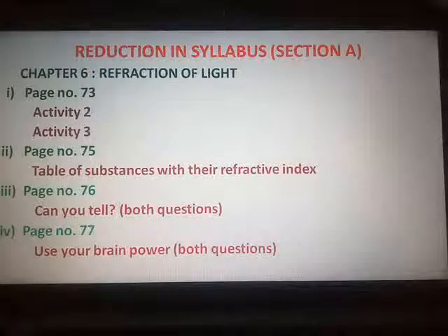On that page, all the other things about the twinkling of stars and everything you have to study. Next page, page number 77, dispersion of light, the diagram, all the things you have to study. On page number 77, towards the bottom of the page, you have the Use your brain power activity, which contains 2 questions, question number 1 and question number 2. Both these questions you have to remove, meaning the entire Use your brain power activity you have to remove.